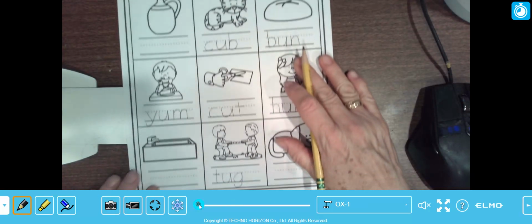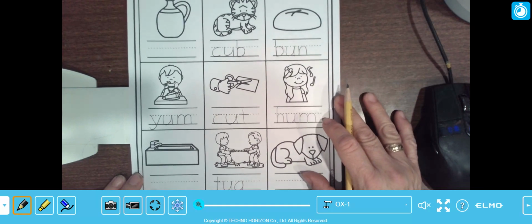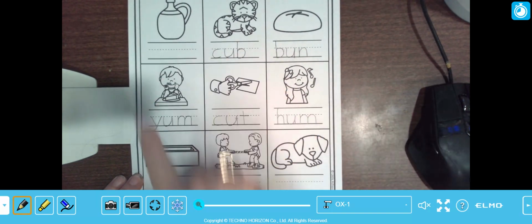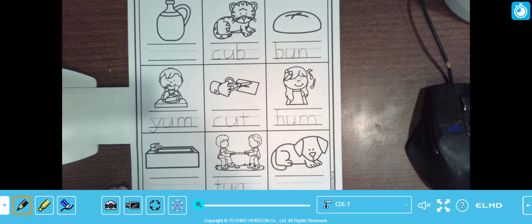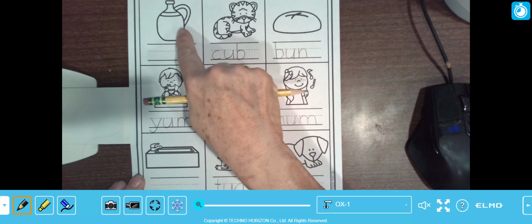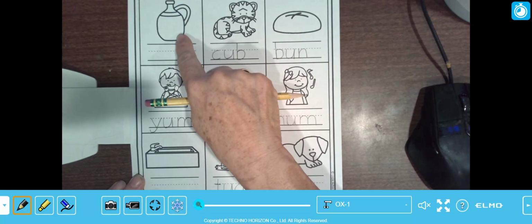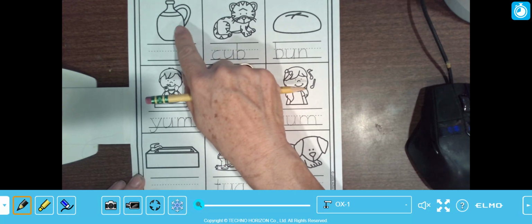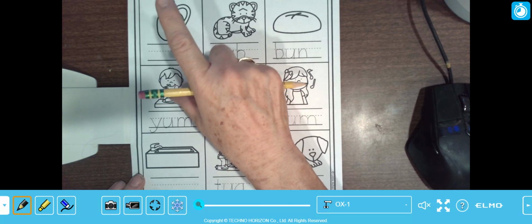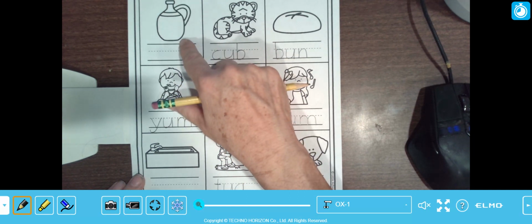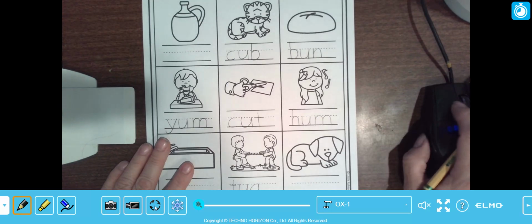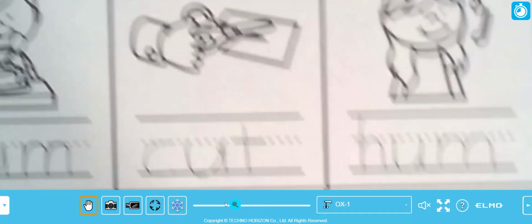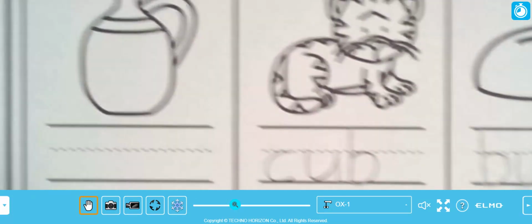Okay, so there's 1, 2, 3 empty ones. Which one is jug? This one right here. A jug is like a big bottle. A big, not a little bottle to put little stuff. It's a big bottle to put lots of water or drink in it. Okay, that's jug. So I'm going to make this picture bigger so we can write down jug right here.